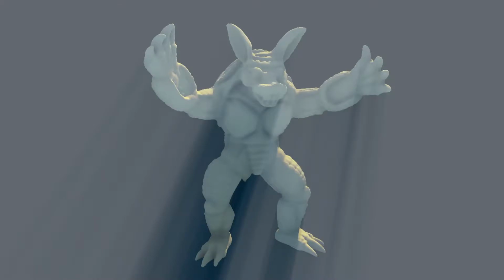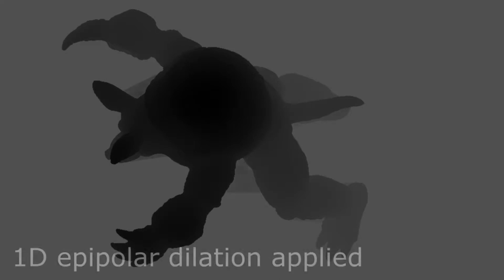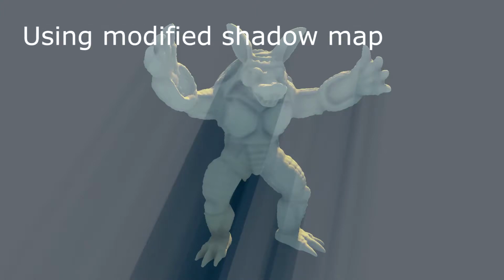We propose a method to enhance the silhouette of objects. In this case, we perform an extrusion of the object along the view ray, which boils down to a one-dimensional epipolar dilation of the shadow map. While this dilation also fills holes, it produces an enhanced object silhouette and results in a somewhat more drastic appearance.